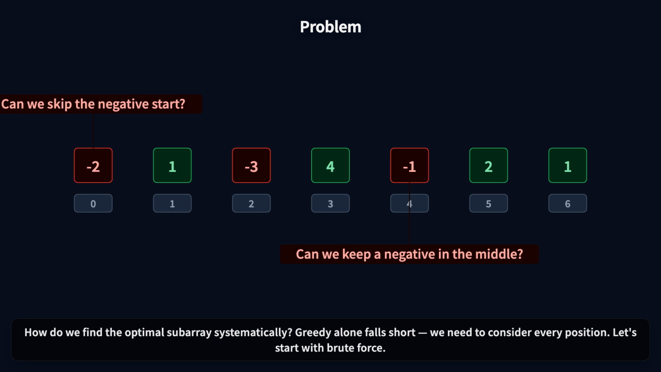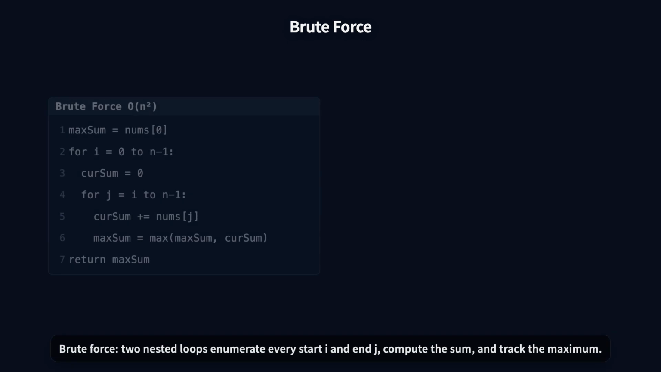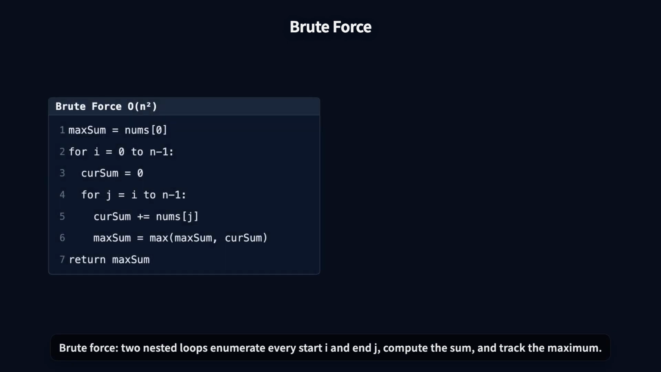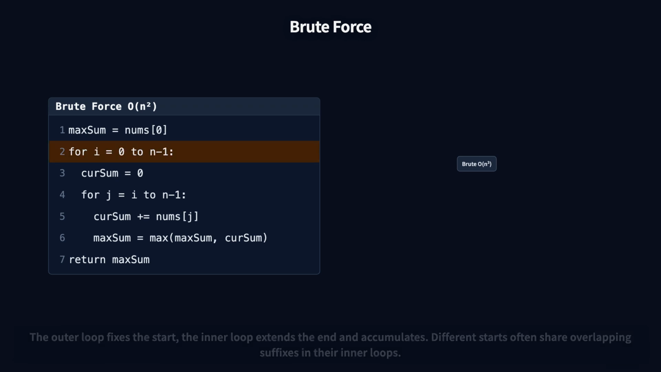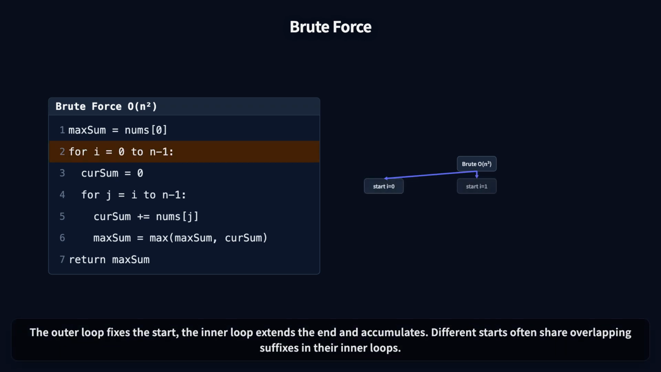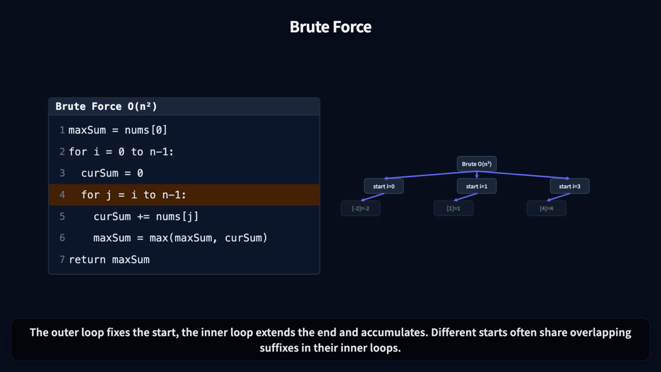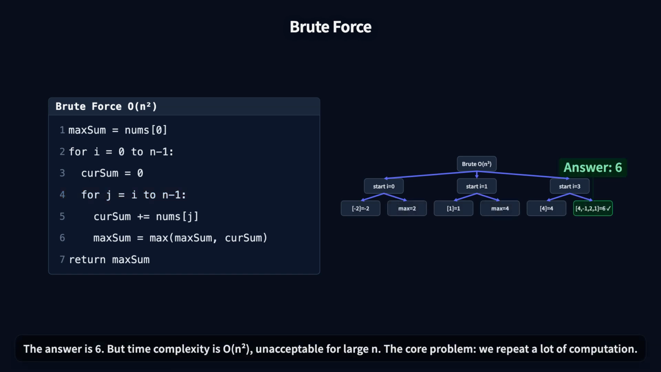Greedy alone falls short. We need to consider every position. Let's start with brute force. Two nested loops enumerate every start i and end j, compute the sum, and track the maximum. The outer loop fixes the start, the inner loop extends the end and accumulates. Different starts often share overlapping suffixes in their inner loops. The answer is 6, but time complexity is O(n²), unacceptable for large n.